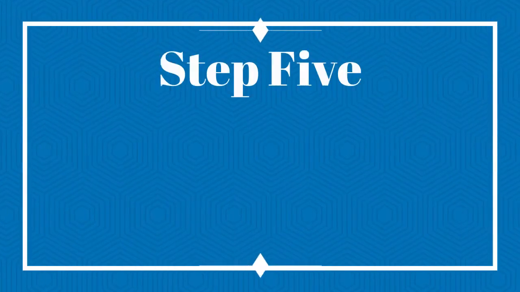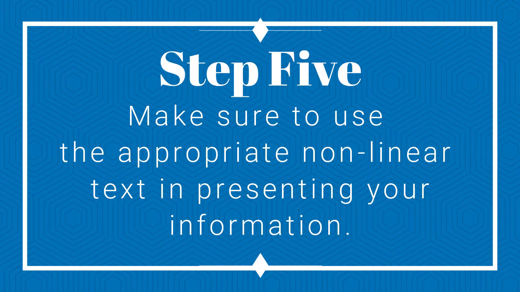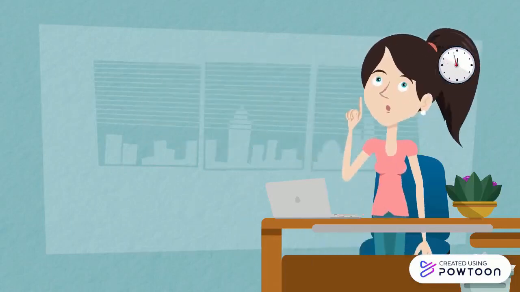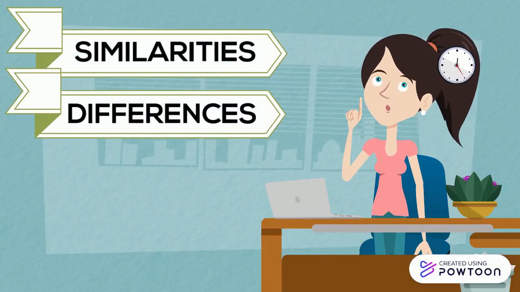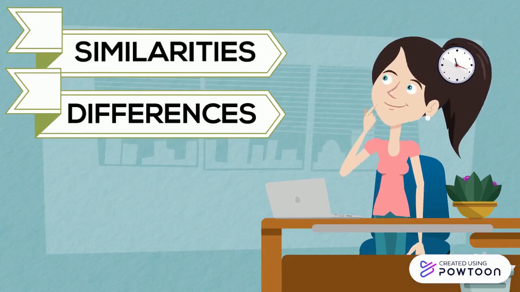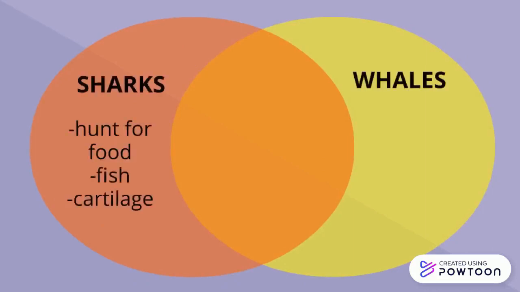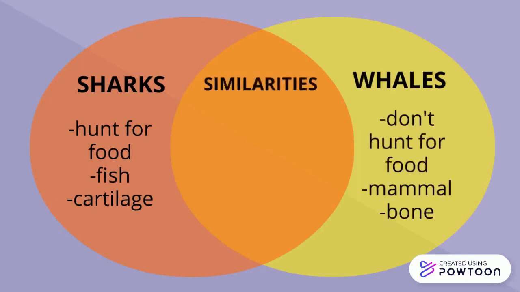Step 5. Make sure to use the appropriate nonlinear text in presenting your information. Let us now review what we just discussed. What nonlinear text should we use in presenting the similarities and differences of certain items? Right, we have to use the Venn diagram. So, we can now arrange information using the Venn diagram to properly and clearly present the sharks' and whales' similarities and differences.